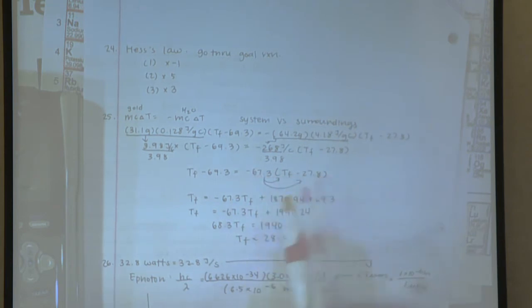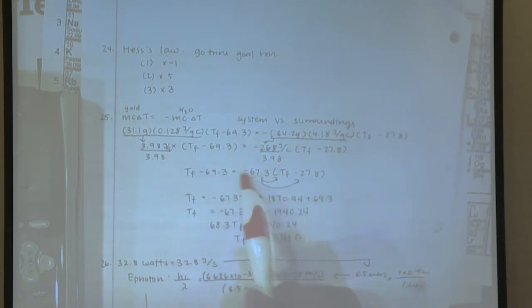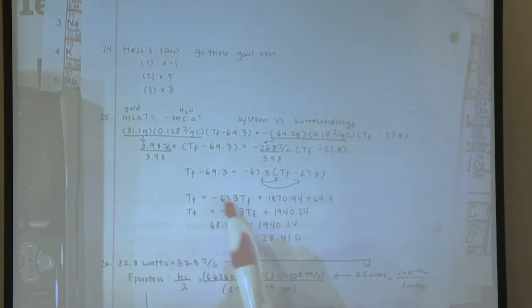I bring this down and I bring this down. Now I am expanding in order to get my TF term to this side. You see what I'm doing? So I multiply 1 TF times negative 67.3, which is going to be like this. And when I multiply this by this, I get this answer.